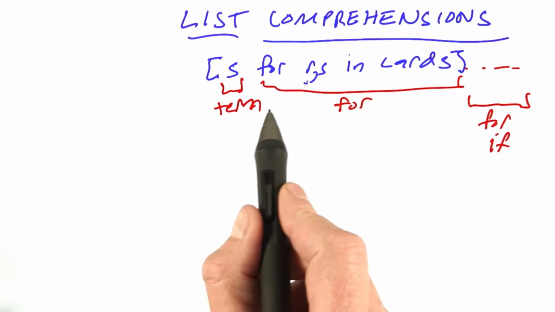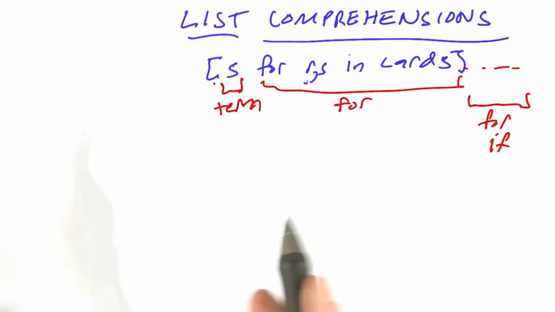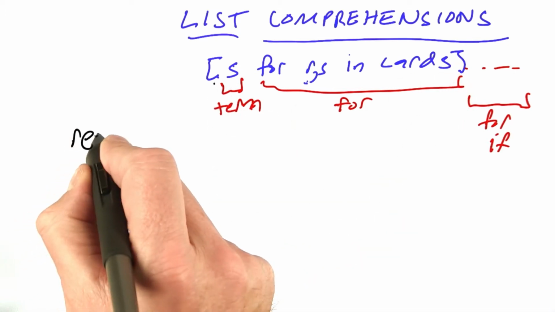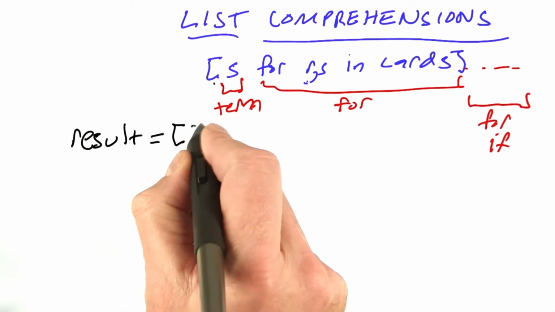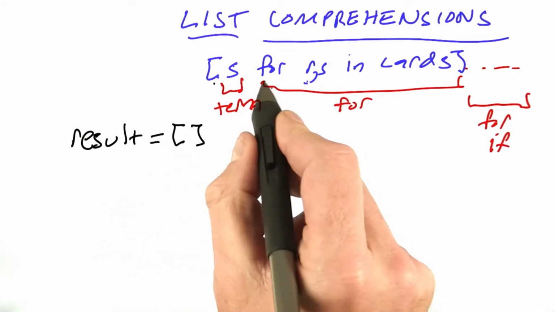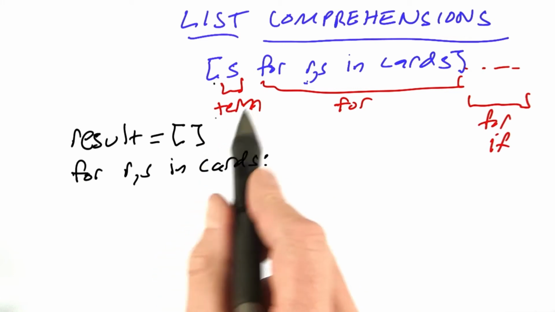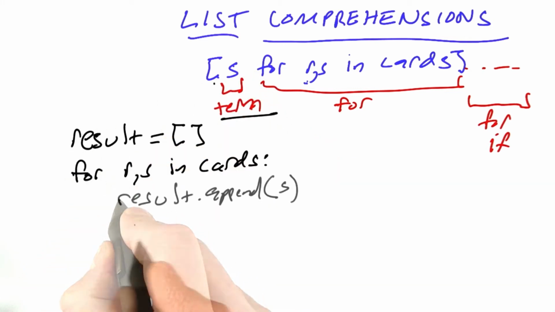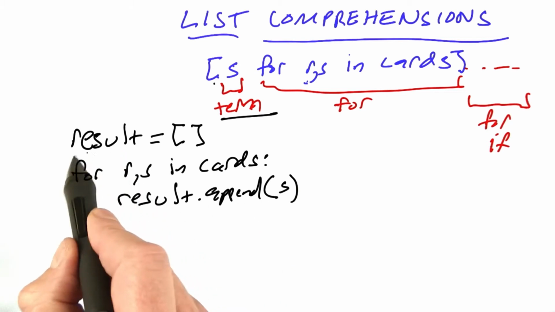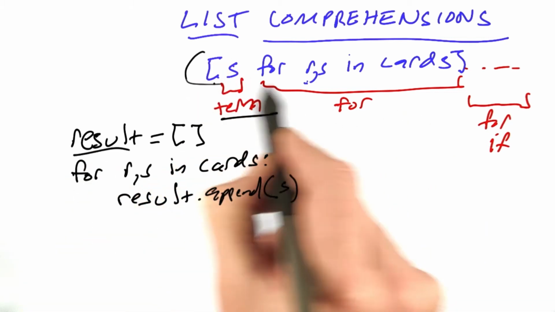Now, what does the list comprehension mean? Well, this expression is similar to saying we're going to write out a loop where we say the result starts as the empty list, then we take the for part, and then we take the term and append that into the result, and then when we're all done, result will hold the value of this expression.